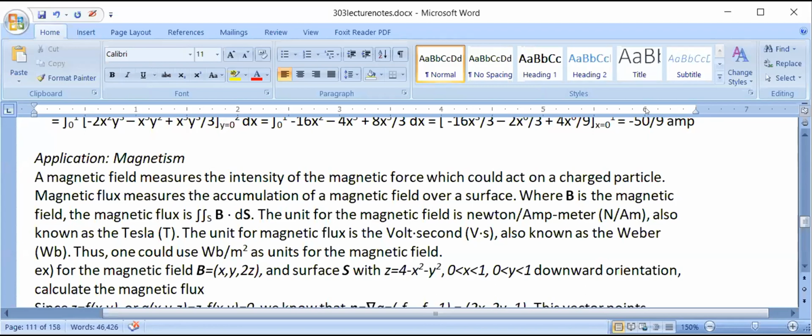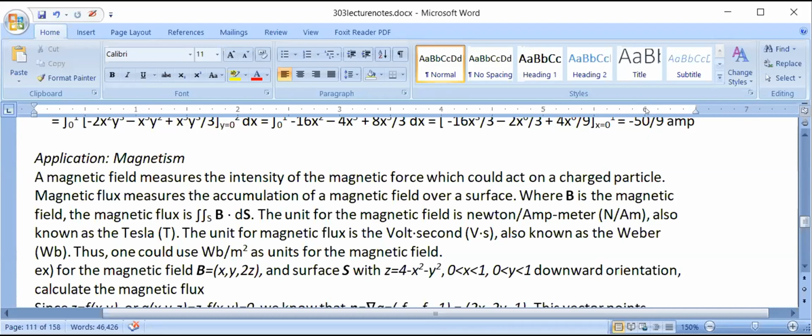So we typically write magnetic field as capital B, and then we say the magnetic flux is our flux integral, the double integral over the surface of magnetic field B dot dS. For the magnetic field B, the units are newtons per amp meter, and this is also known as the Tesla. The unit for magnetic flux is the volt second, which is also known as the Weber. So, noting this, you could also use Webers per meter squared as units for the magnetic field, but typically it's just called Teslas.